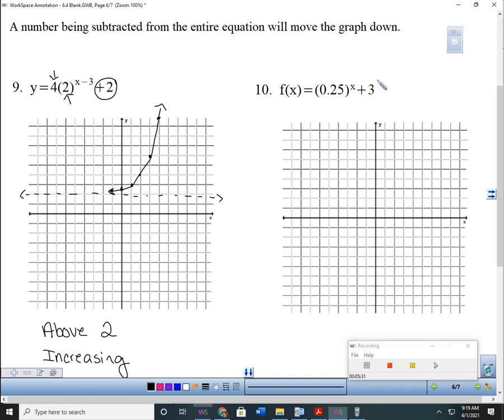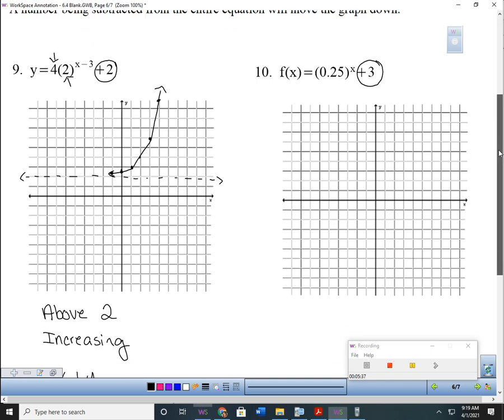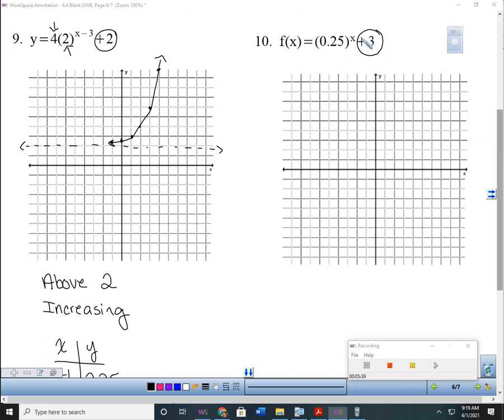On number 10, we know that we're going to be approaching 3, so we need to decide if that's going to be from the top or from the bottom. I look out front, and I just have a 1 out here, so I know that that's going to be above 3. So the numbers we would be looking for are somewhere between 3 and 3.5. I want you to have your lowest point to your 3 be between 3 and 3.5. And then I also know that this base is between 0 and 1, so this will be decreasing.